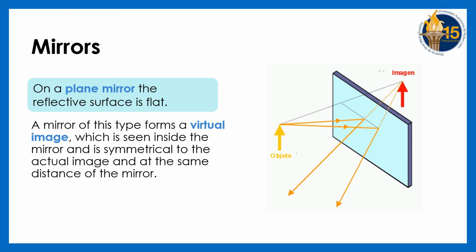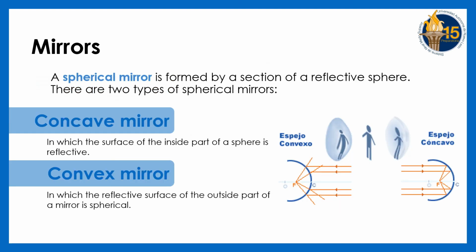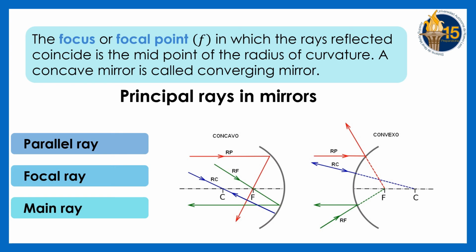On a plane mirror, the reflective surface is flat. A mirror of this type forms a virtual image, which is seen inside the mirror and is symmetrical to the actual image and at the same distance from the mirror. A spherical mirror is formed by a section of a reflective sphere. We have two types of spherical mirrors: the concave mirror, in which the inside part of the sphere is reflective. Then we have the convex mirror, in which the reflective surface is the outside part of the sphere. The focus or focal point, in which the reflected rays coincide, is the midpoint of the radius of curvature. A concave mirror is called a converging mirror.